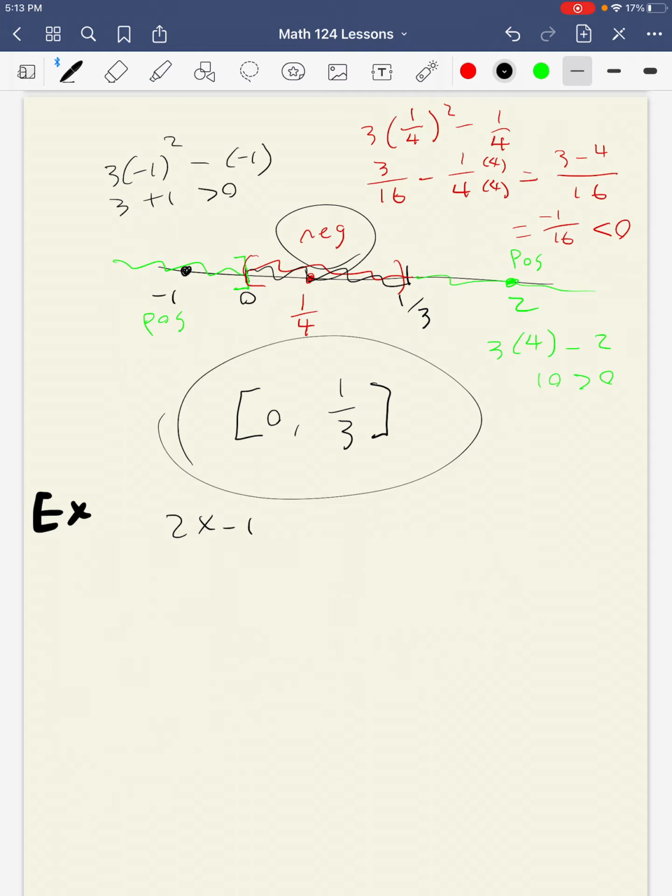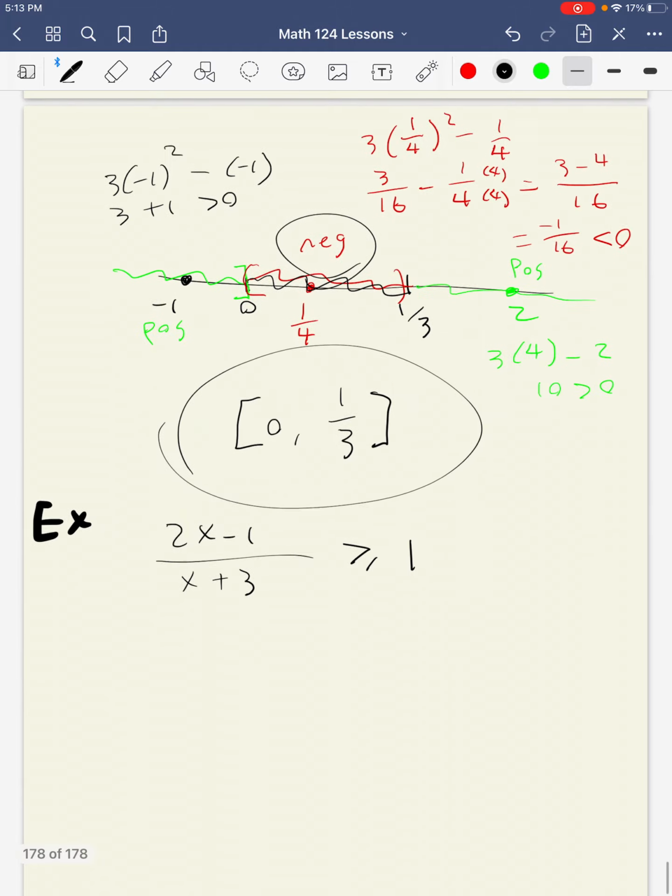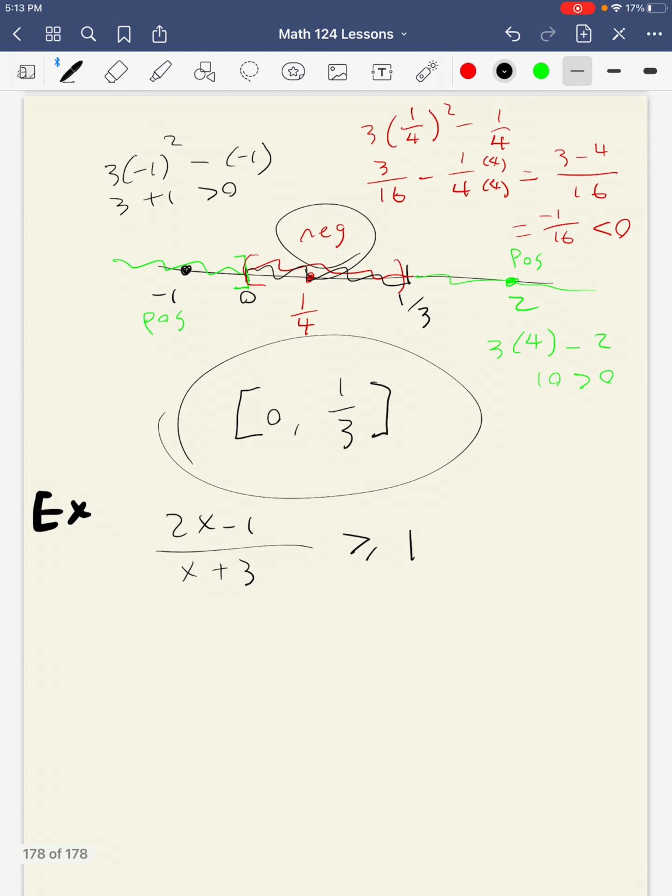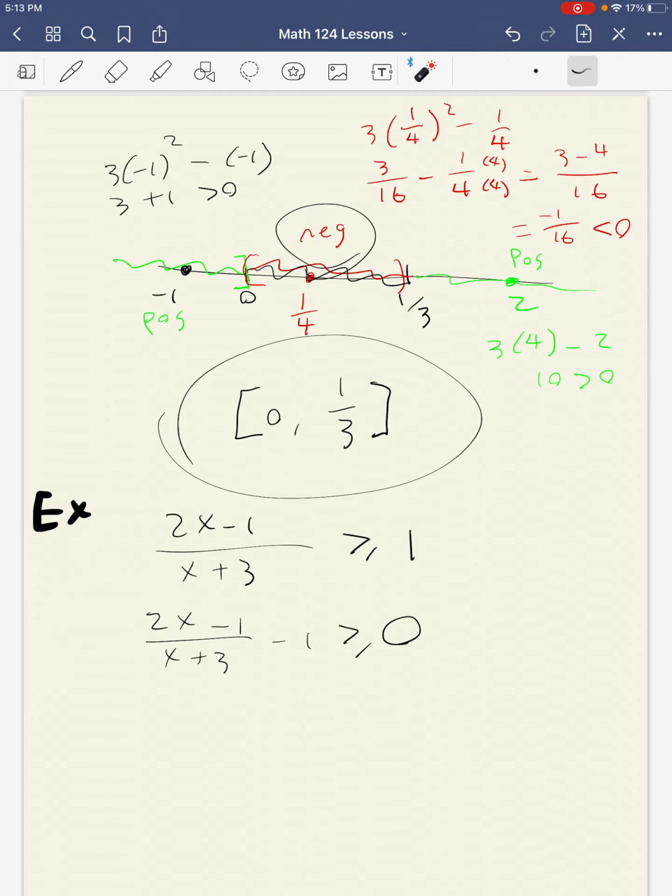So say, I don't know, we have 2x minus 1 over x plus 3. We want to find when is that greater than or equal to 1. Well, with a rational or with a polynomial, we always want 0 on one side. So first step is to get 0 on one side of the inequality, like this. And if it's a rational, we need a common denominator now.